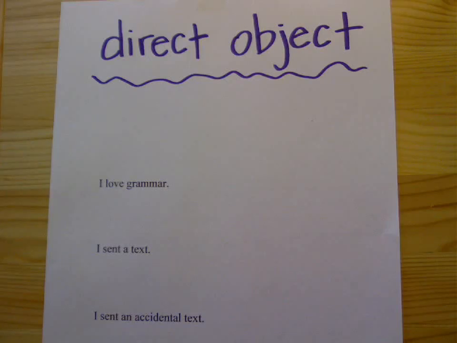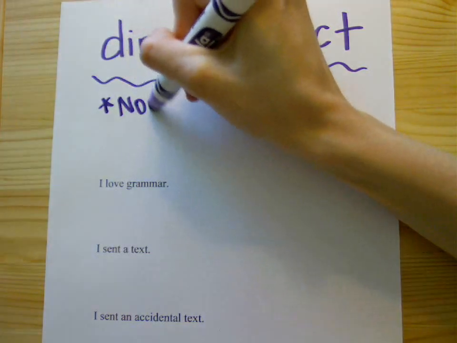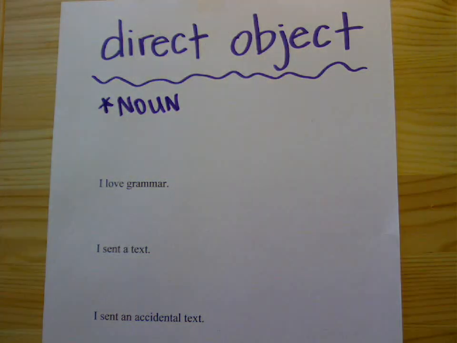So we want to start with a little background information. Now, the direct object is a noun. It is one of the 6 noun functions. So I'm going to write here, first piece of info, it is a noun. Nouns can be 6 different functions. We're only going to focus on the direct object today, but they are always nouns.